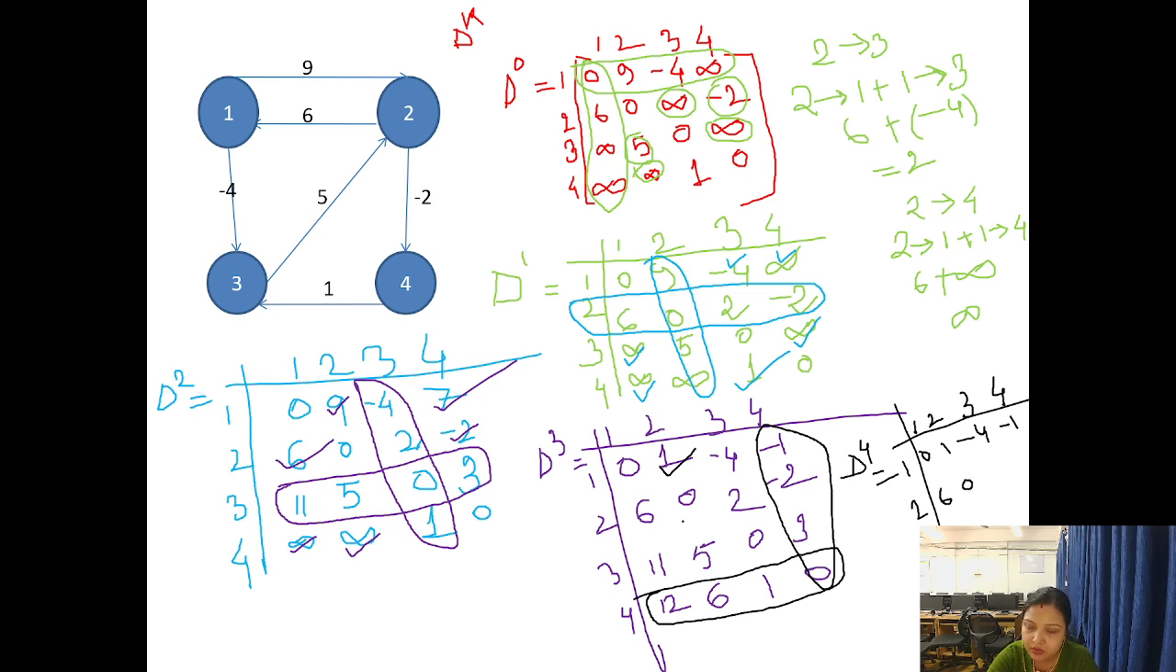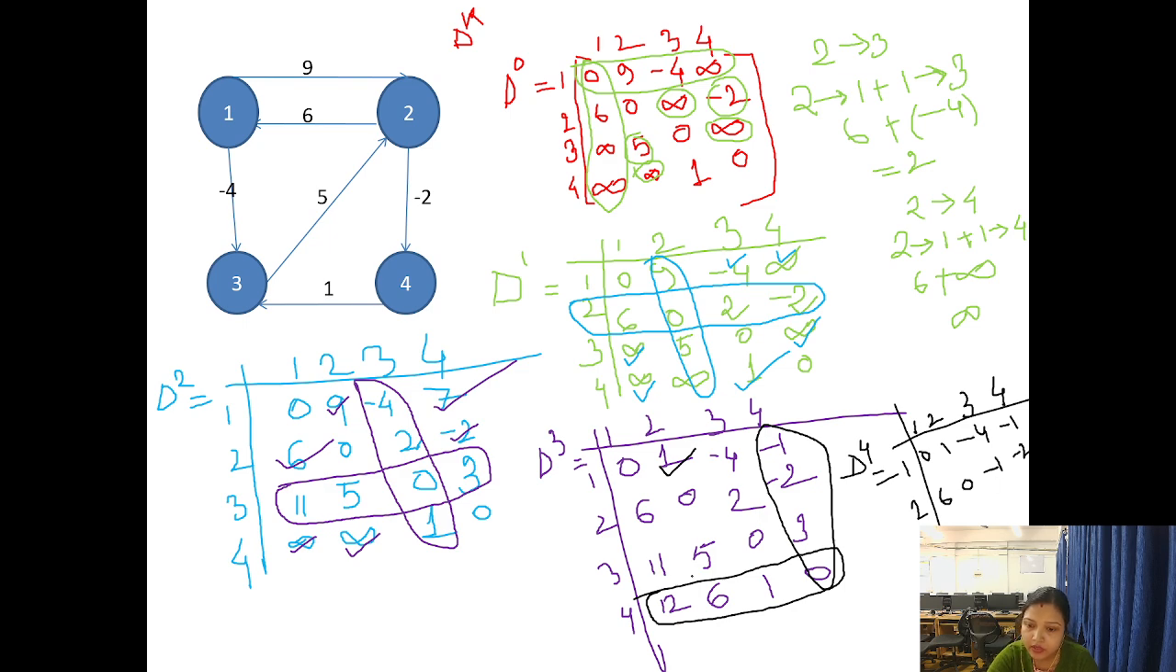And next is 2 to 3. So 2 to 3 will be 2 to 4 and 4 to 3. So 2 to 4 is minus 2 and 4 to 3 is 1. So minus 2 plus 1, that is minus 1, and it is 2. So it will get updated with minus 1 and it is the intact one.